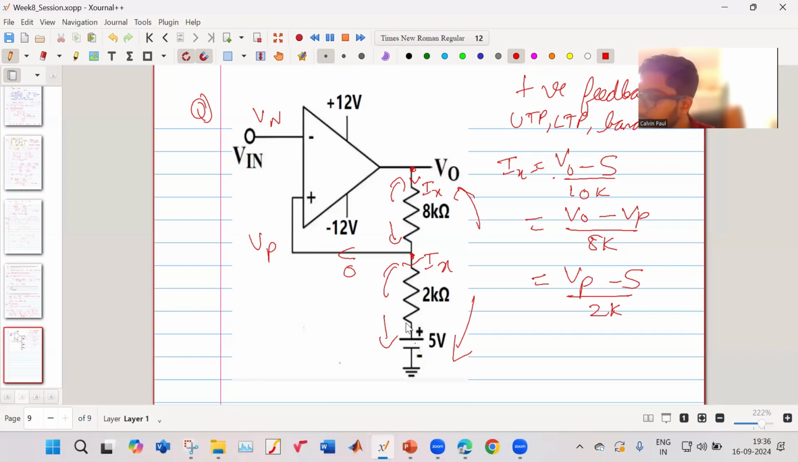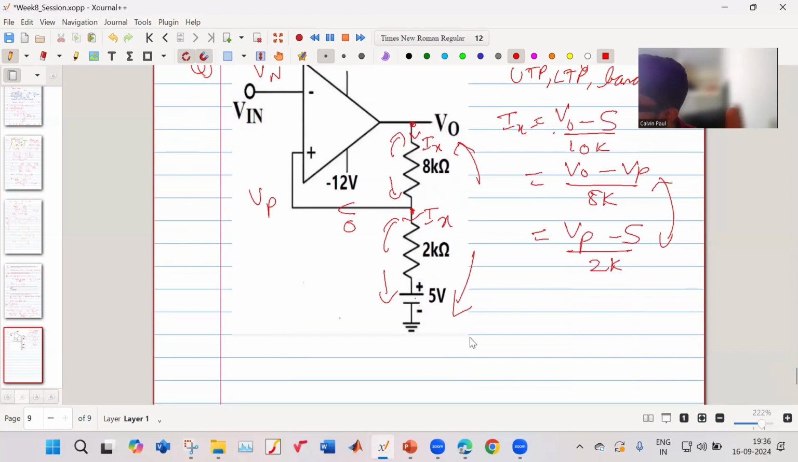Now, what I want is an expression of VP in terms of V output. So I will use these two expressions.